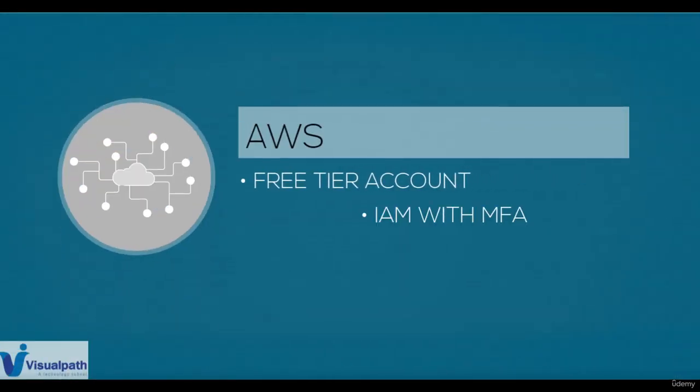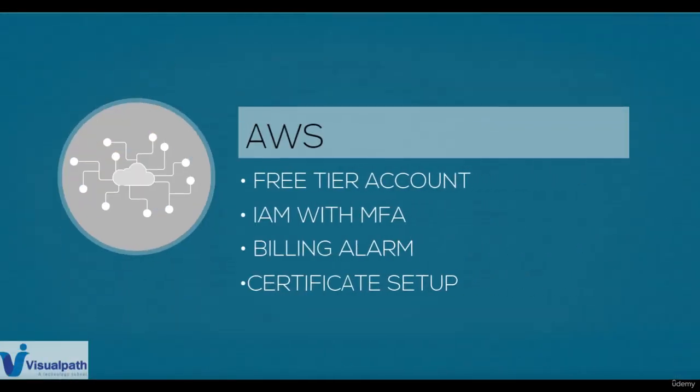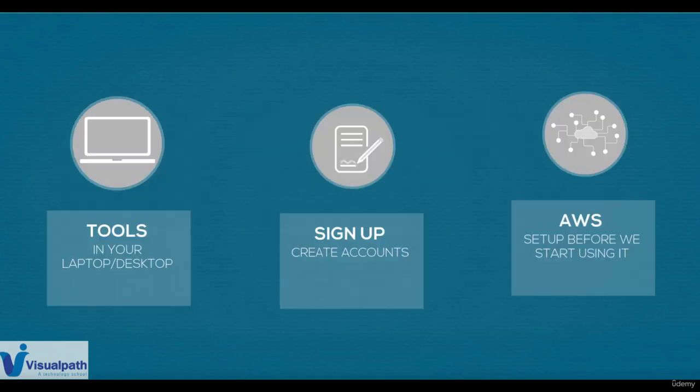On AWS, we need to do few things. We need to first get a free tier account. We'll set up an IAM user with multi-factor authentication. We'll set a billing alarm, and we'll also get a certificate from AWS, which we will be using in setting up HTTPS secure connection. So let's get started with the tools first.